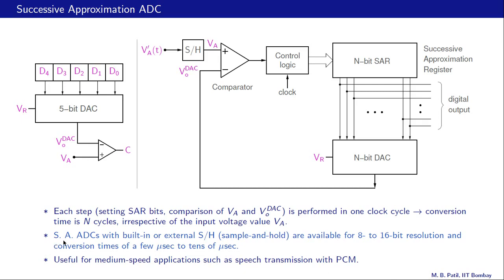Commercially, successive approximation ADCs with built-in or external sample and hold are available for 8 to 16 bit resolution, and the conversion times are typically a few microseconds to tens of microseconds. So these are considered medium speed ADCs, and they are useful for applications such as speech transmission with PCM, for example. PCM is pulse code modulation.